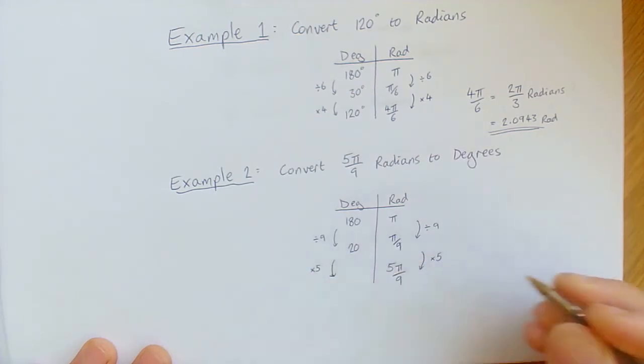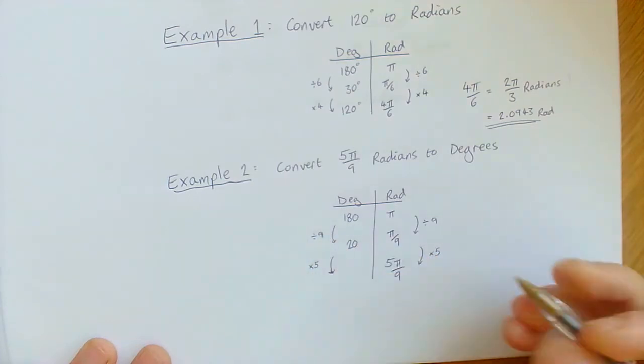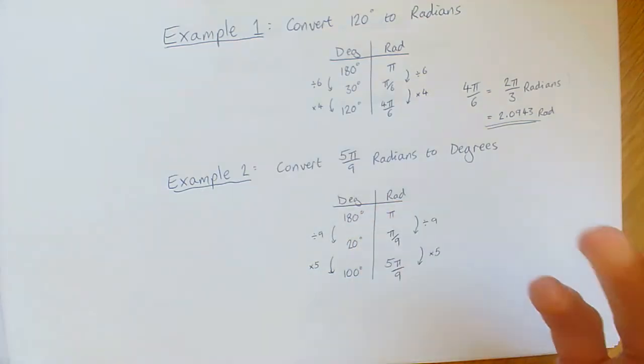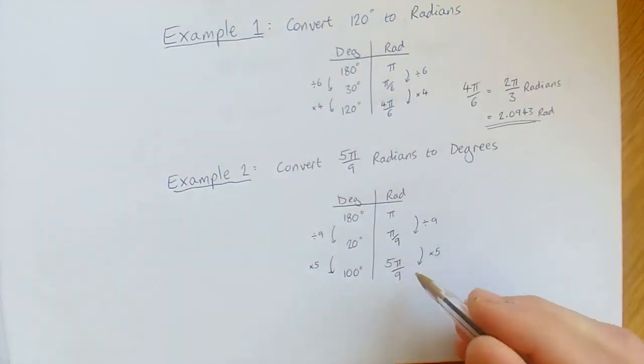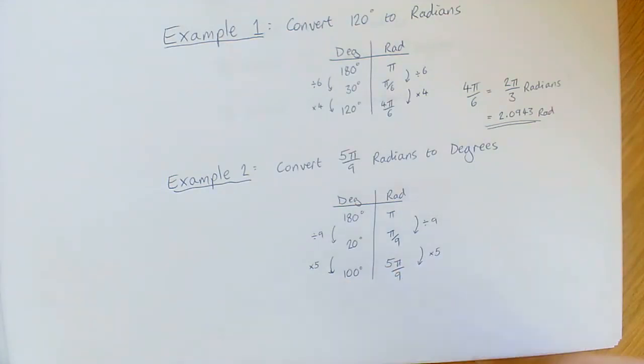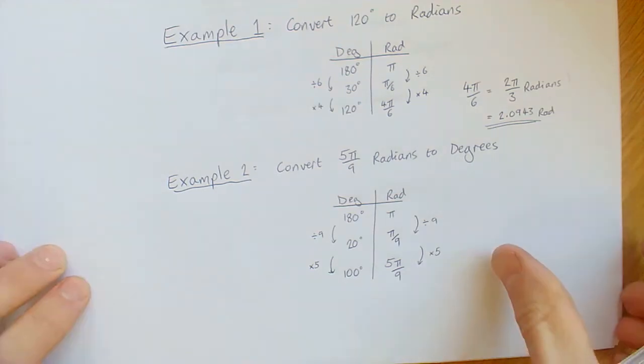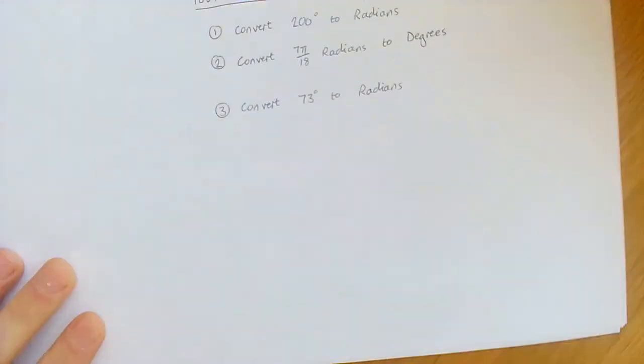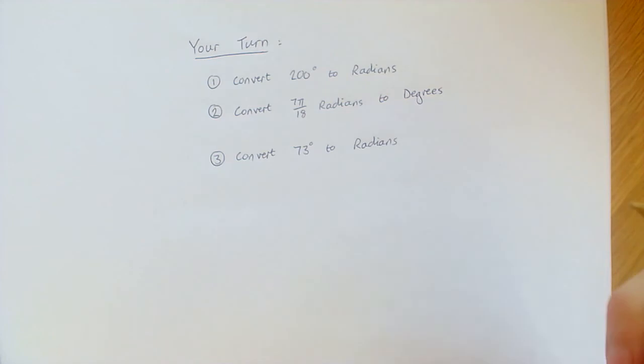Now, when you're doing this for yourself, you may not want to put in the little arrows and the things that we're doing there. I'm sure you're capable of doing that bit in your head, but I'm just writing it down to make it really clear. So 5 pi over 9 here is exactly the same as 100 degrees. With those examples in mind, I would like you to have a go at 3 for yourself. There are 3 questions. Pause the video now, have a go at them, and then I'm going to answer them in the second part of this video.